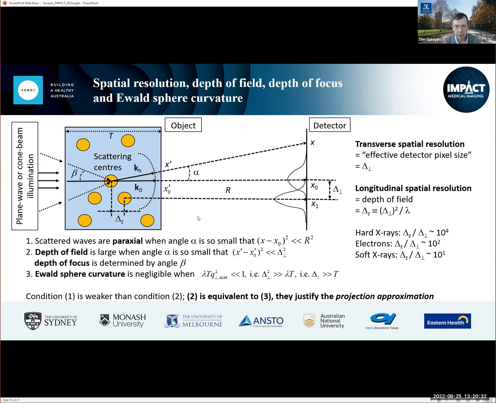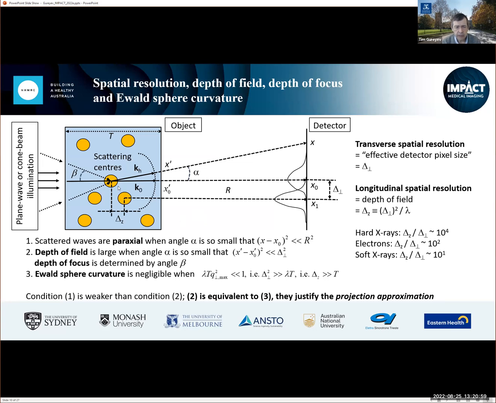And there are some key parameters in three-dimensional imaging, such as contrast, spatial resolution, and the more esoteric things which I need to describe today. These are called, for example, depth of field or depth of focus, and the so-called Ewald sphere curvature, which are all related to each other. I'll try to briefly describe it now.